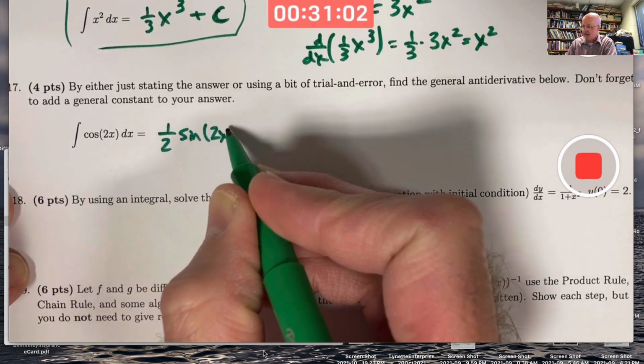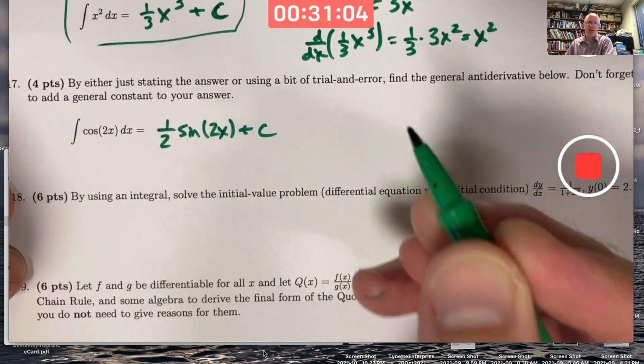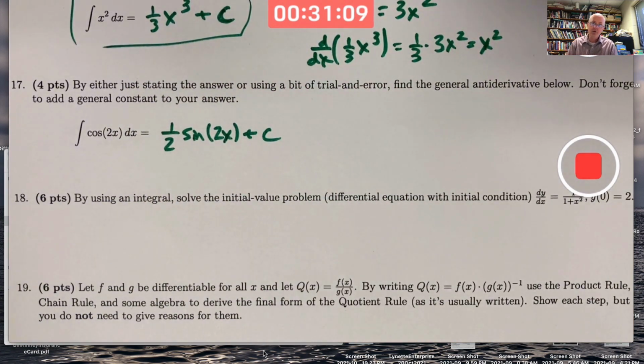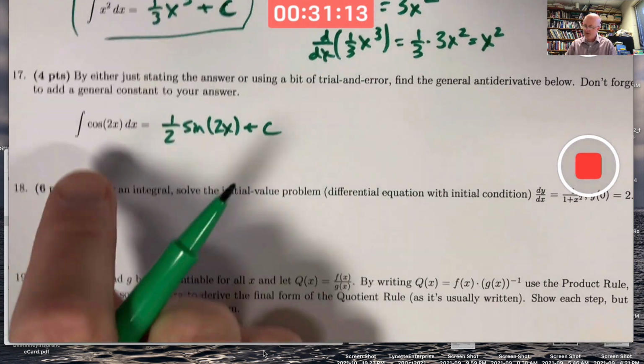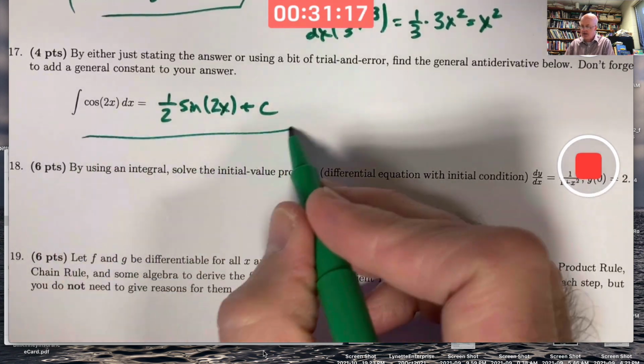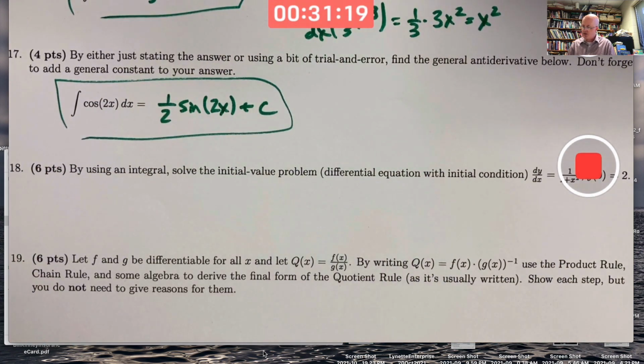And once again, checking this is a good idea. The derivative of 1/2 sine of 2x would be 1/2 cosine of 2x times 2 because of the chain rule, and then the 1/2 and the 2 would cancel to give you just cosine of 2x. And again, the c doesn't affect things. Its derivative is 0. So there's your most general antiderivative or indefinite integral for that problem.